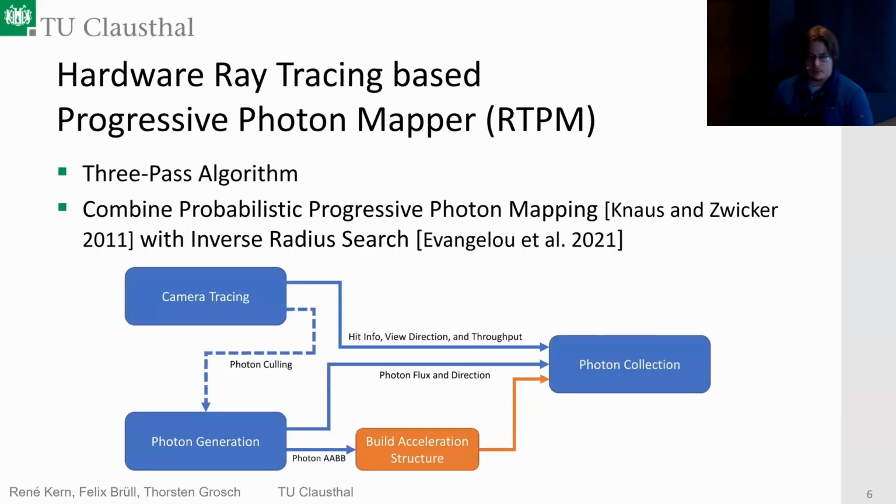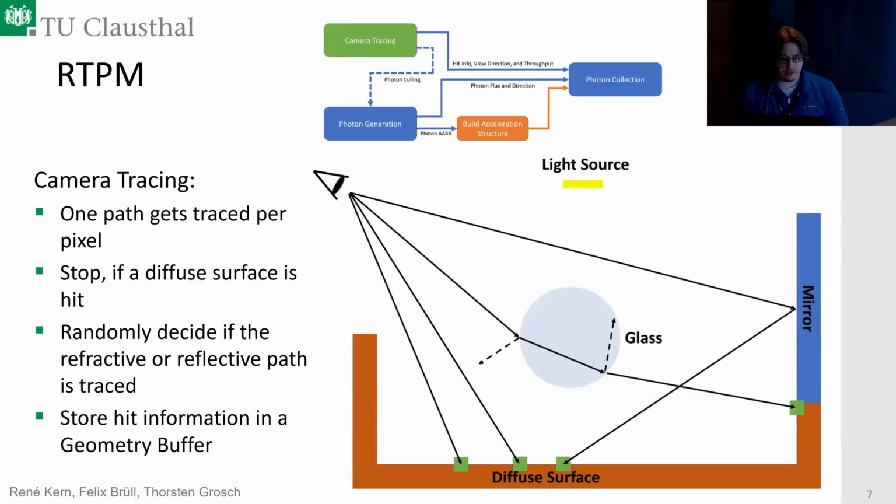Combining these two techniques, the probabilistic progressive photon mapping by Knaus and Zwicker and the inverse radius search by Evangelou, we get our baseline progressive photon mapper. There you can see the pipeline, and I will now go through each step of it. First off, we have the camera tracing pass, where we trace from the camera and stop on the first diffuse surface. On this diffuse surface, we then store our hit point inside, for example, a geometry buffer or visibility buffer.